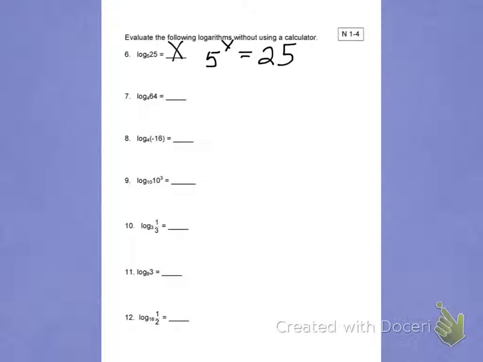Now, if we match bases, so we have 5 to the x power equal 5 squared. If our base is matched, then we know our exponents must be equivalent. We've already done that. And so our answer then is 2. Okay. Looking at the next problem.